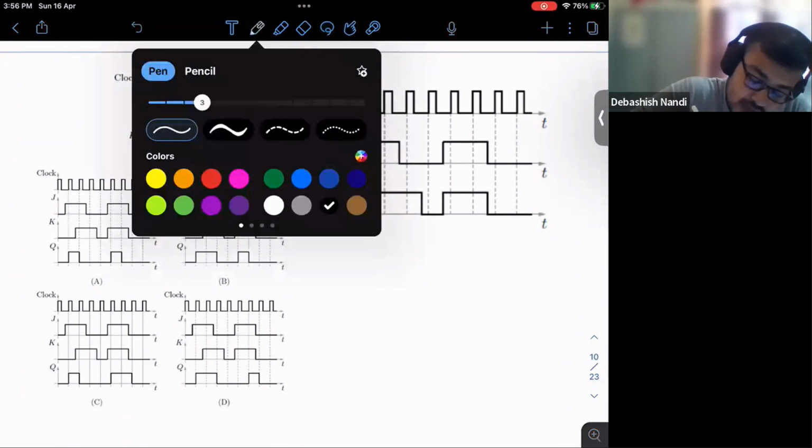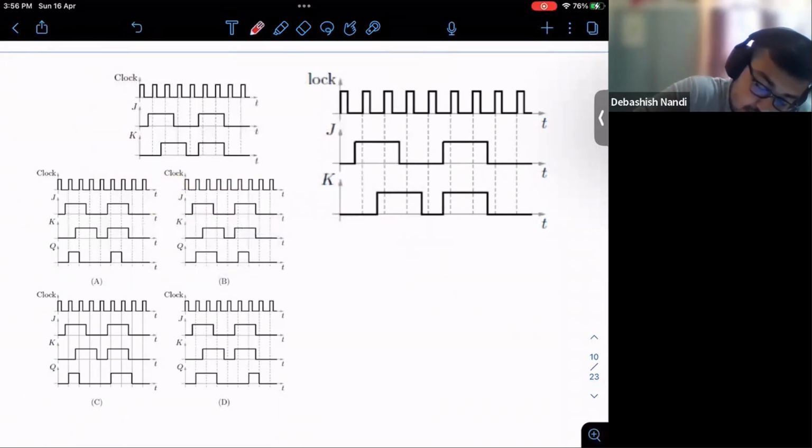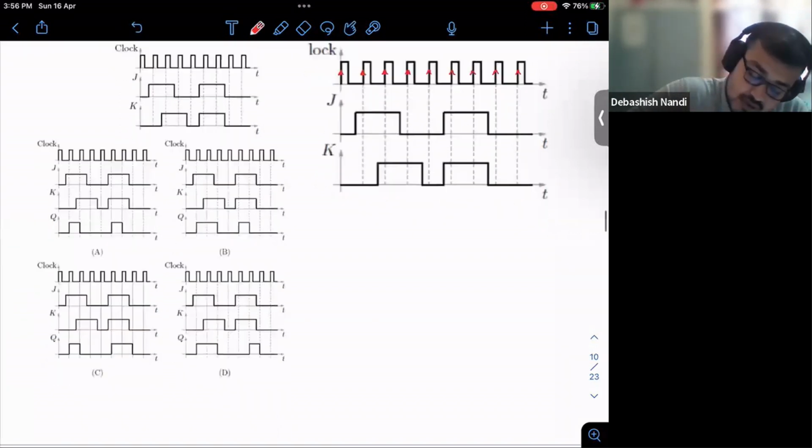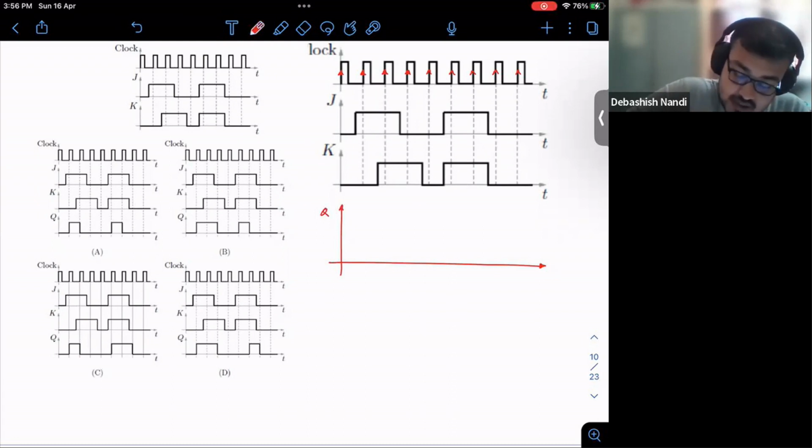So far, what are my positive edges? Positive edges are here, right? These are my positive edges. So my system will see whenever I have these edges, what is the status of my input, right? So if suppose I want to draw the output Q, this is my Q, okay, and this is T, let's say.